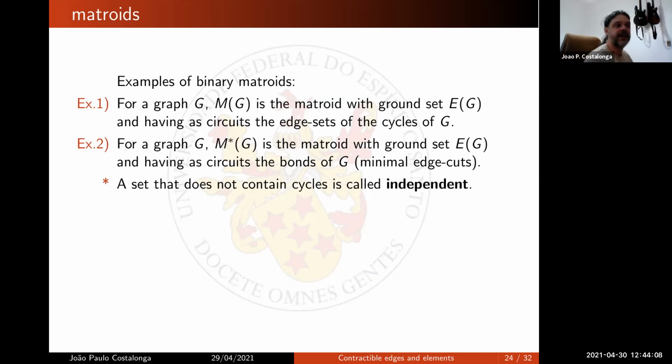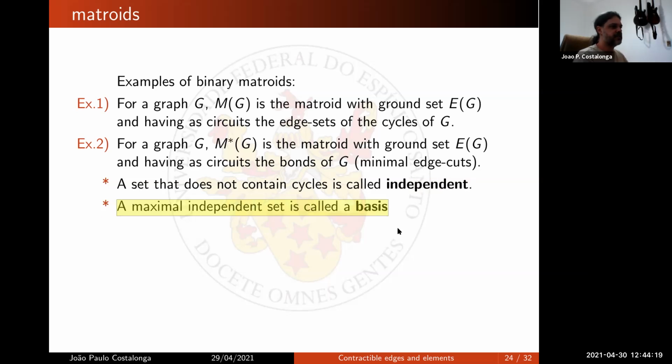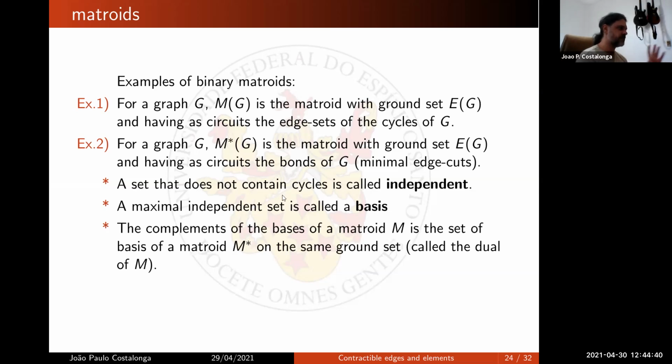And we say that a set that does not contain cycles, we call it an independent set. And a maximal independent set, we call it a basis. It's like in linear algebra. Linear algebra is another example of matroids: vectors, a set in a vector space. And if you pick the linearly independent sets there, they will be the independent sets of a matroid too. But let's talk about graphs. It's where things are better pictured.